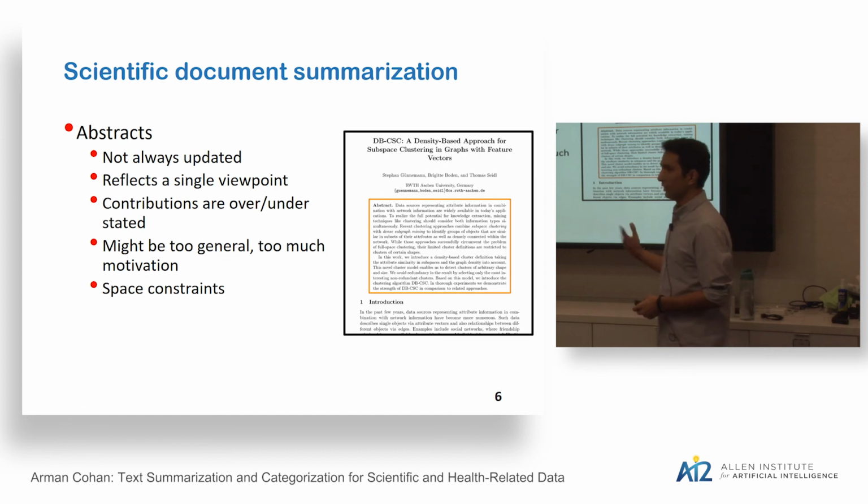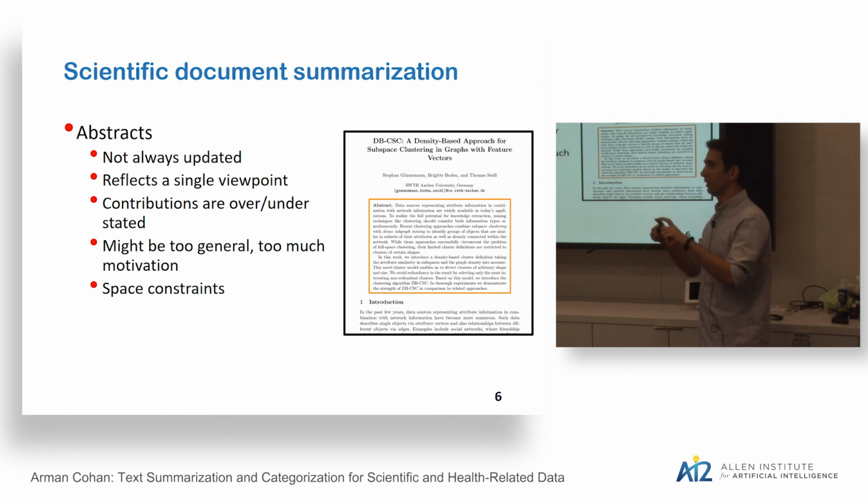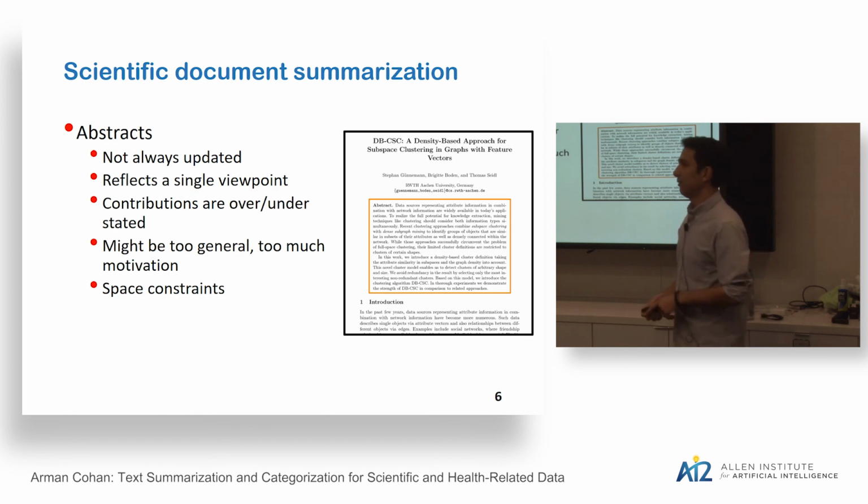And in our fields, for example, we have space constraints for conferences, and we usually compromise the length of the abstract. And we do not include some important information.